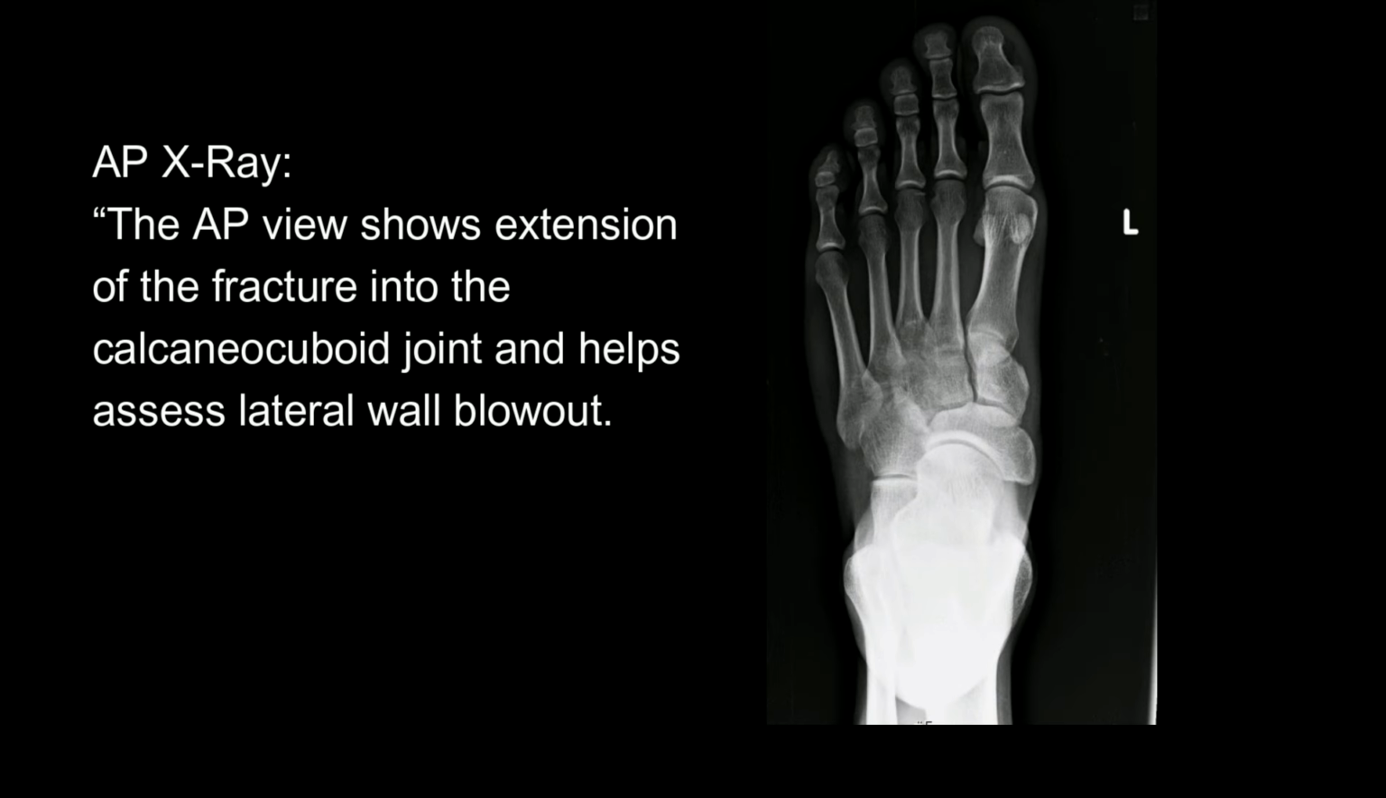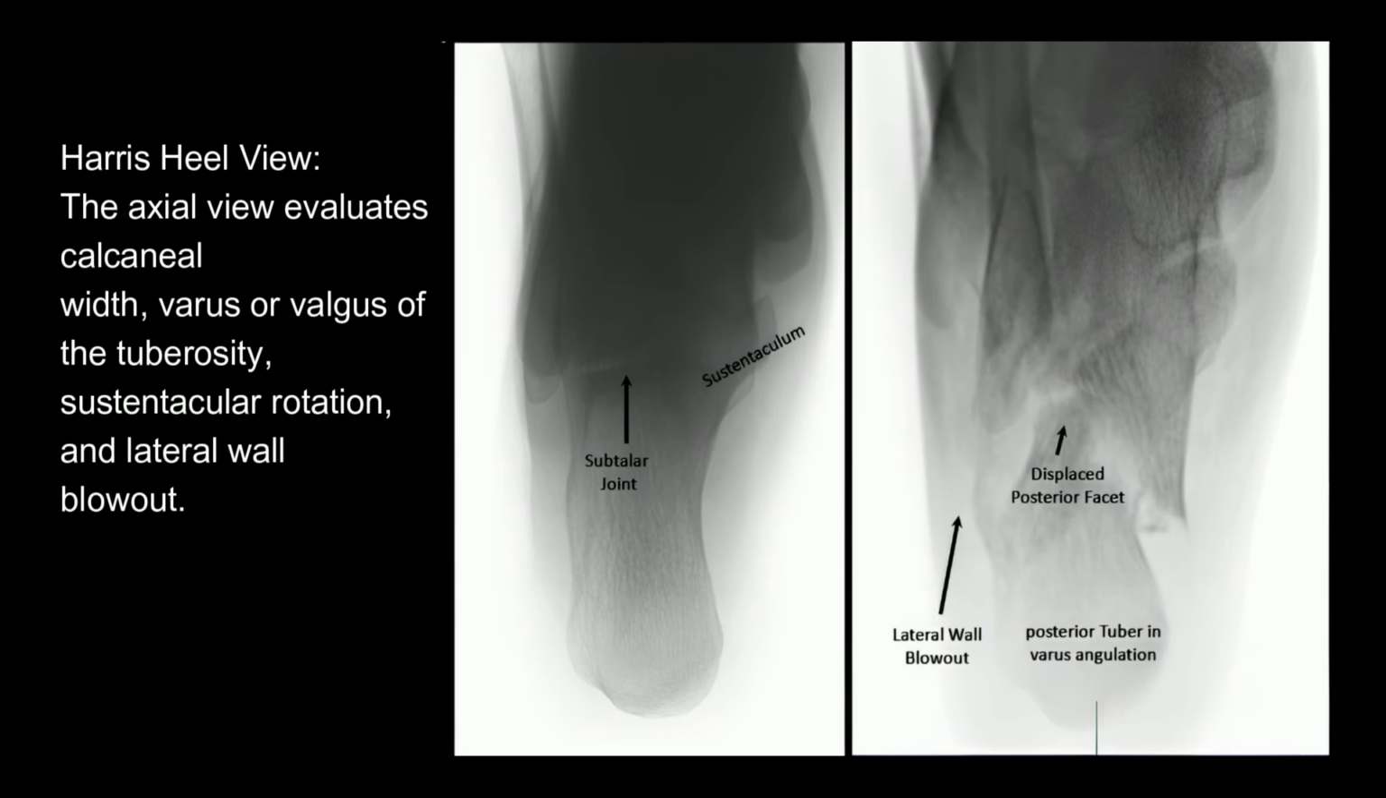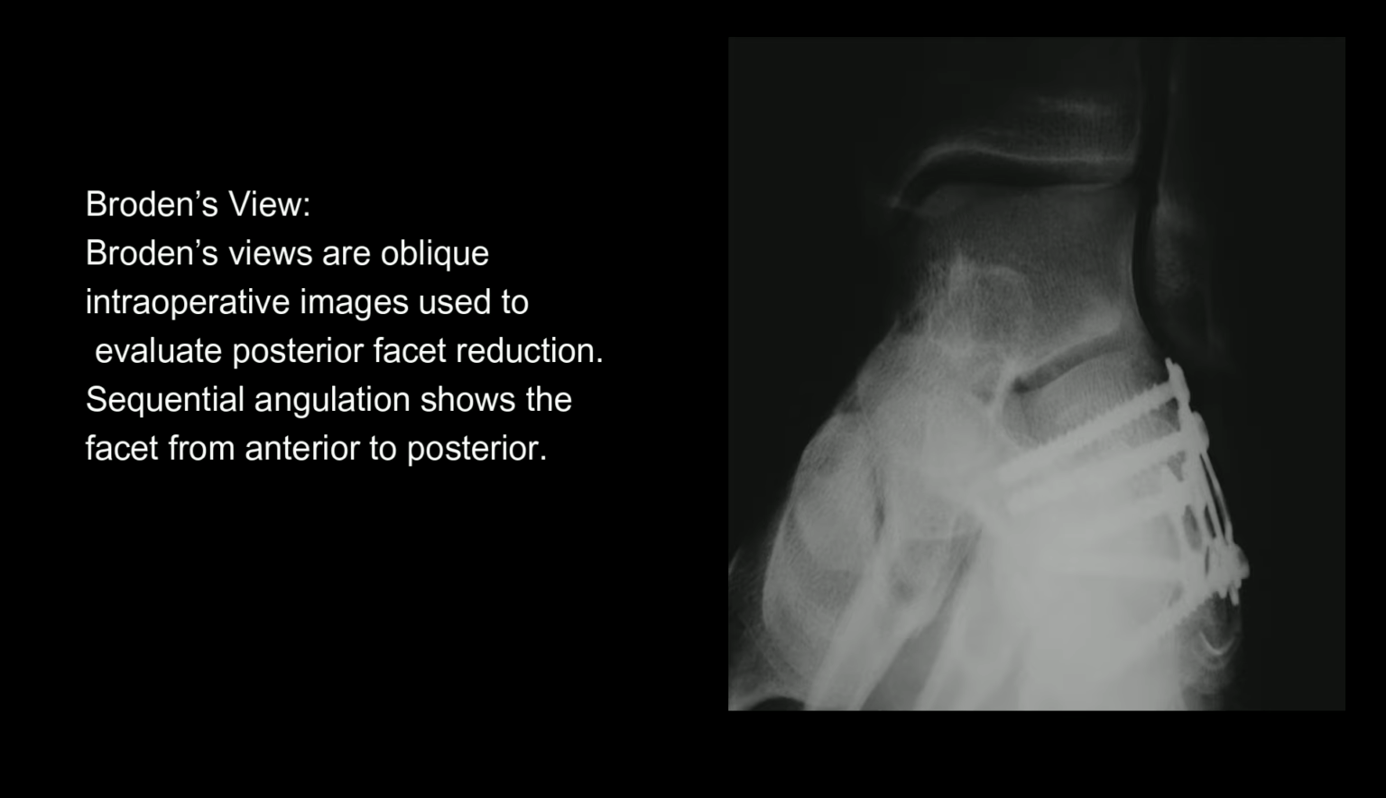AP X-ray. The AP view shows extension of the fracture into the calcaneocuboid joint and helps assess lateral wall blowout. Harris heel view. The axial view evaluates calcaneal width, varus or valgus of the tuberosity, sustentacular rotation, and lateral wall blowout. Broden's view. Broden's views are oblique intraoperative images used to evaluate posterior facet reduction. Sequential angulation shows the facet from anterior to posterior.